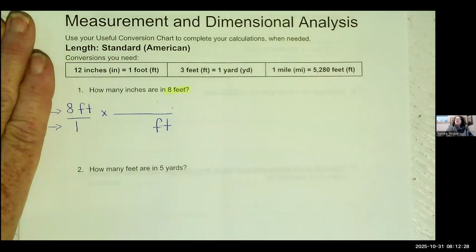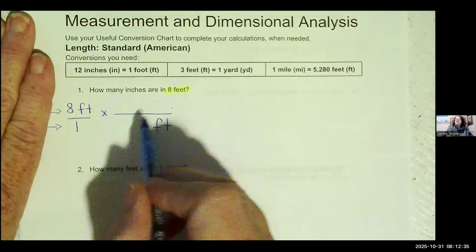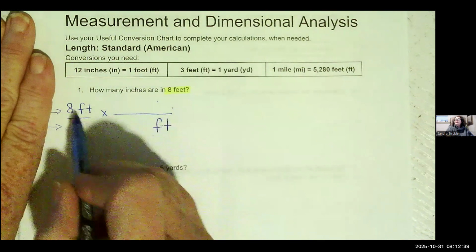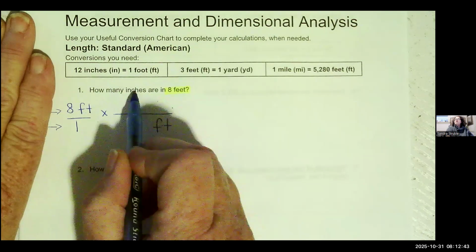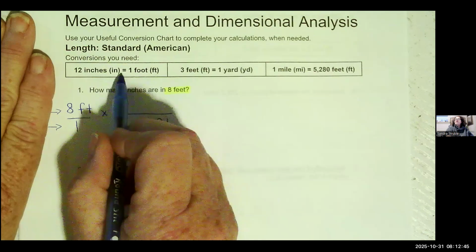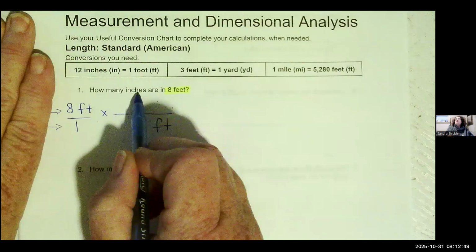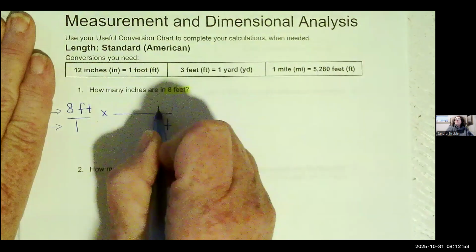Starting with 8 feet, I start by only putting my units in my proportions, in my fractions. So feet, feet, and where am I headed? I'm headed to inches. So I have to look at my conversions and see, do I have a way to get from feet to inches? And yes, I do. It's right here. So this is a one-step conversion. In fact, most of these are to begin with.